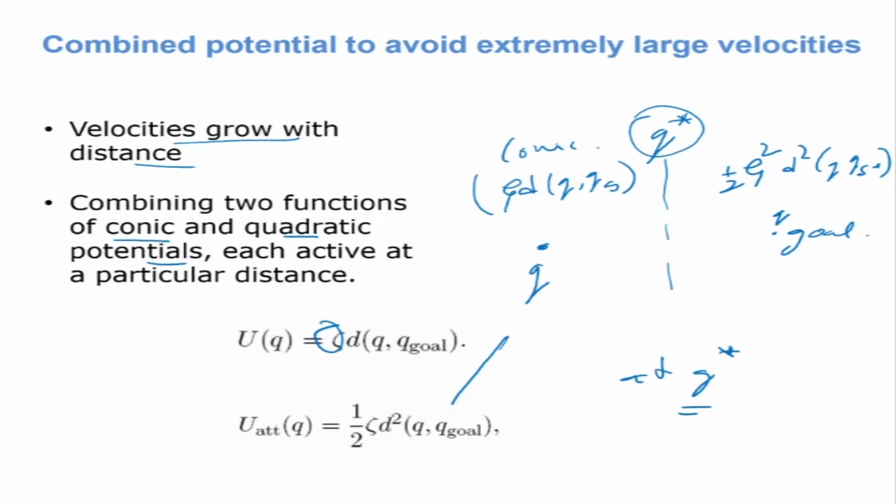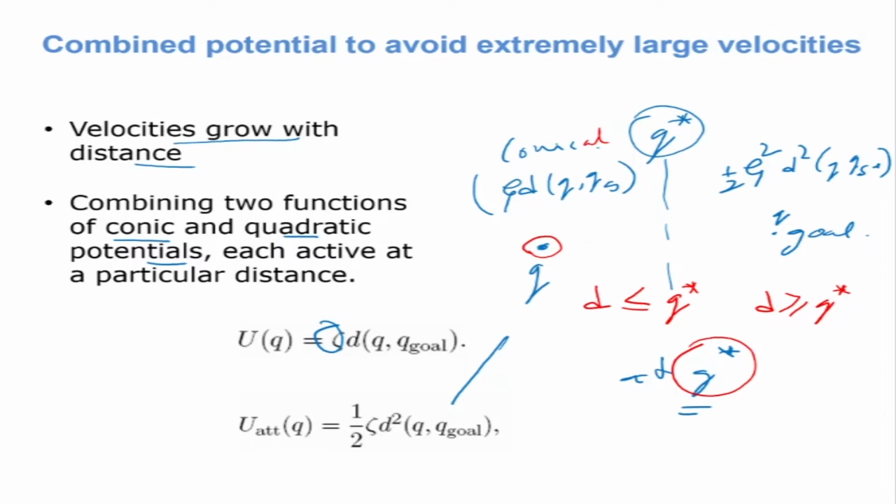For example, we define a distance q star, and when the robot is at, let's say, point q, and the distance is d, which is the distance between the goal and the present position, d is less than or equal to q star, then we say we are going to use the conical function. Okay, and when d is greater than q star, then we say we are going to use the quadratic function. And we can define the values q and q star as we require.